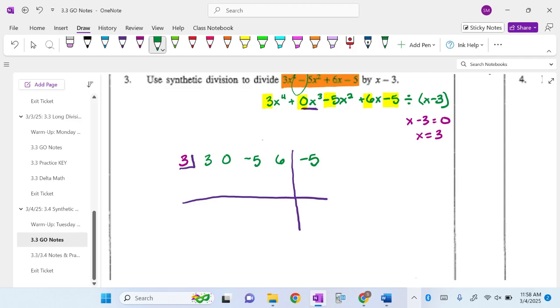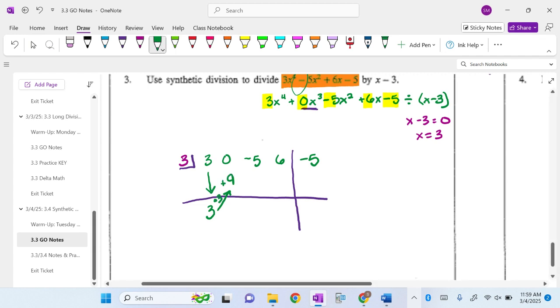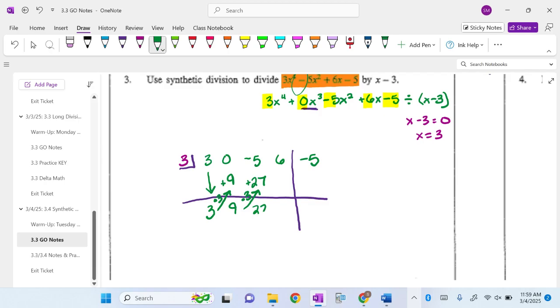Once you do that, you can start your process. So we drop down the 3. Then what do we do? Multiply it by your root, which is 3. So this would be 9. Add them together, get 9. What's my next step? Multiply by 3, you get 27. Add it together, you get 22.